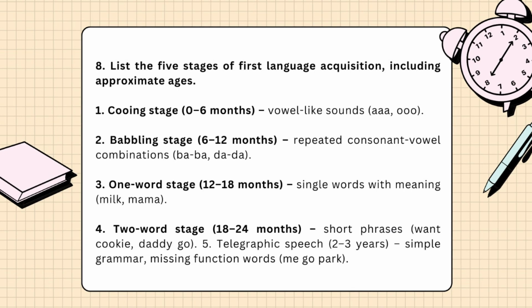8. List the 5 stages of first language acquisition including approximate ages. 1. Cooing stage 0 to 6 months, sounds like ooh, ah. 2. Babbling stage 6 to 12 months, repeated syllables like ma. 3. One-word stage 12 to 18 months, single words like milk. 4. Two-word stage 18 to 24 months, simple combinations, want cookie. 5. Telegraphic stage 2 to 3 years, longer utterances without function words, daddy go work.